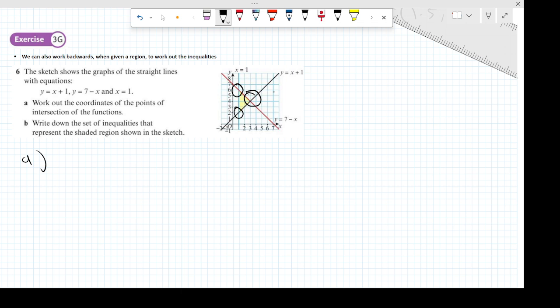How we're going to work that out is to equate any 2 lines together. So firstly, let's do y is equal to x plus 1 and y is equal to 7 minus x. We can call that 1 and 2.